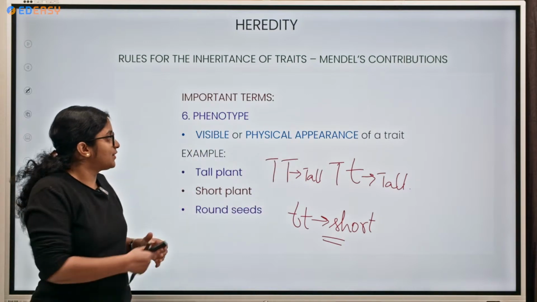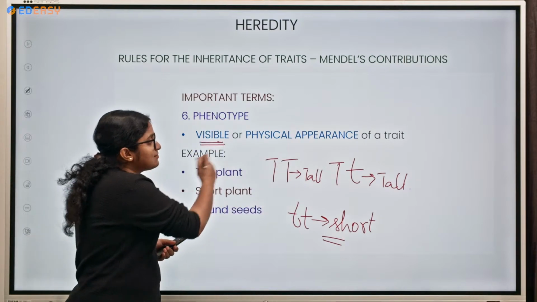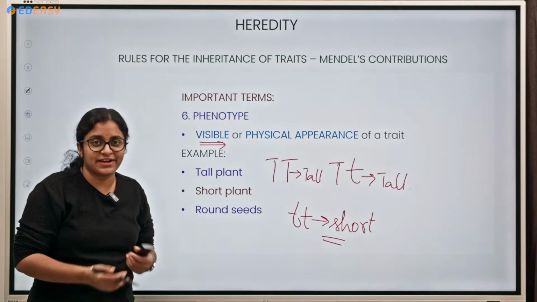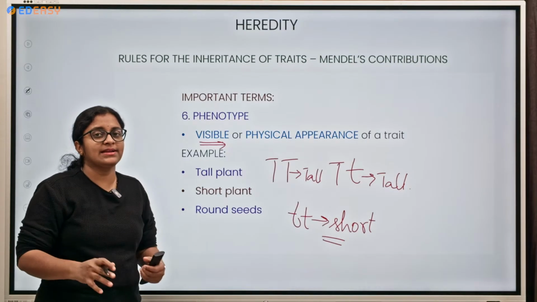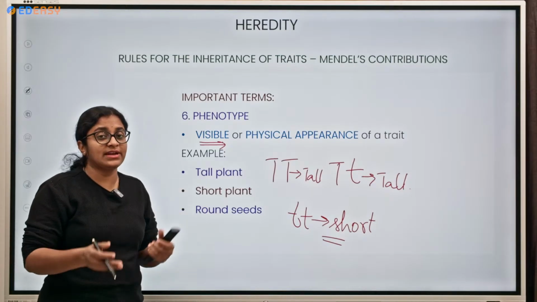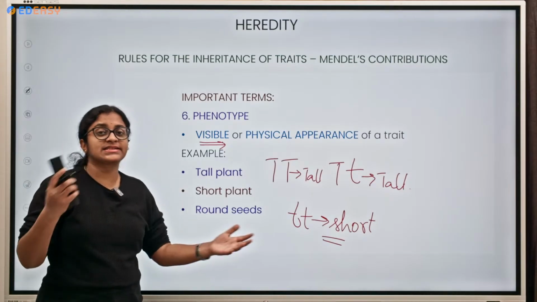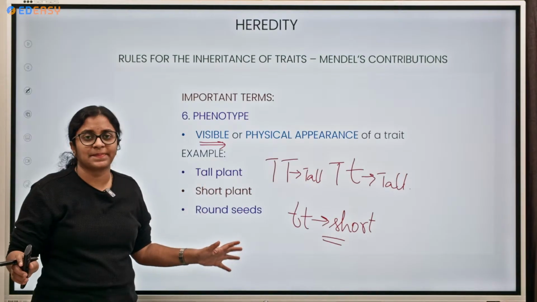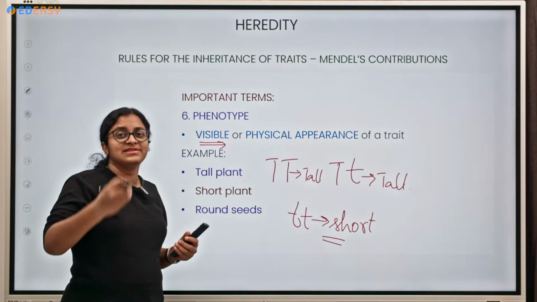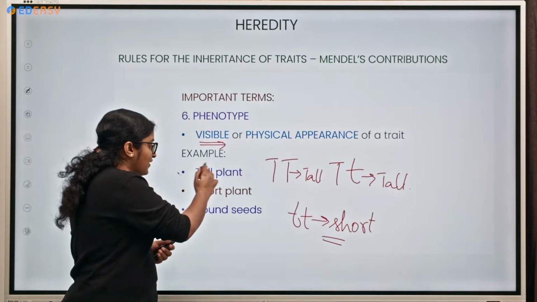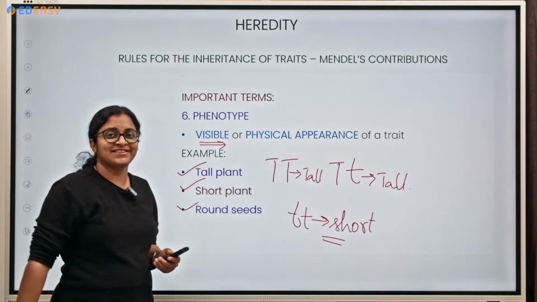So what is a phenotype? It is the visible or physical appearance of a trait. It can be a tall plant, it can be a short plant, it can be having round seeds or wrinkled seeds or yellow seeds, green seeds, it can be anything. But the phenotype is only the physical appearance of a trait. Got it, everyone?